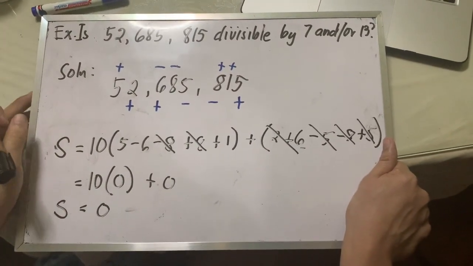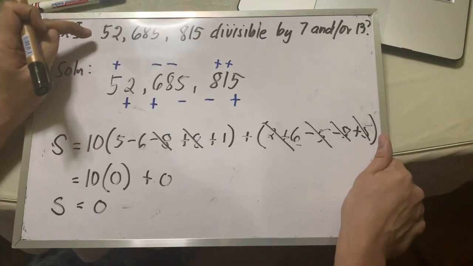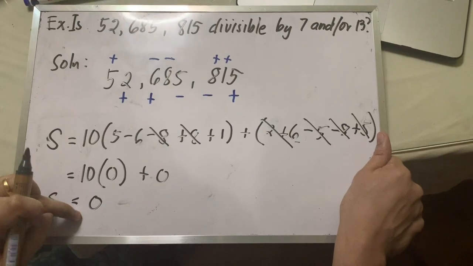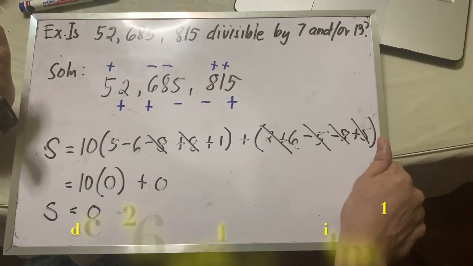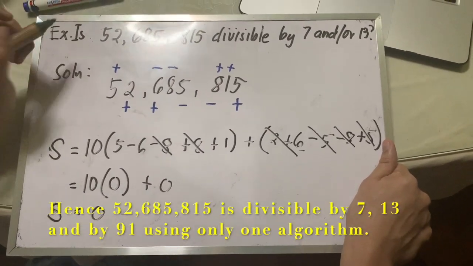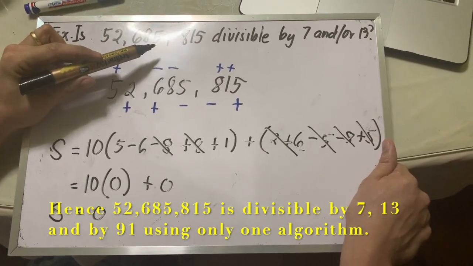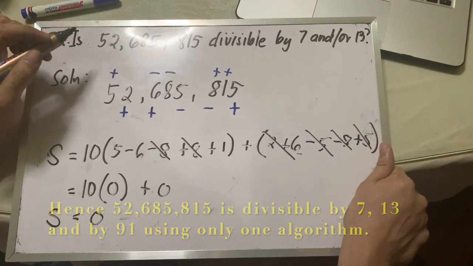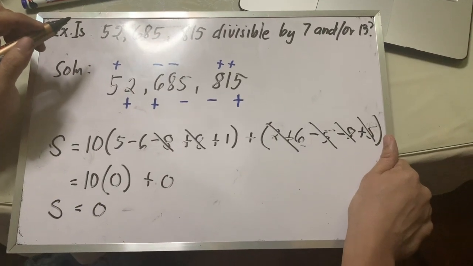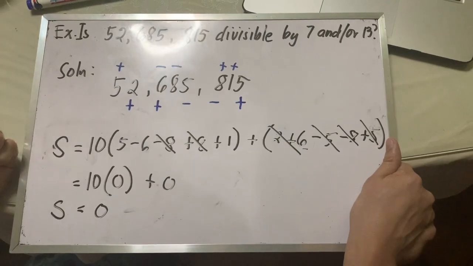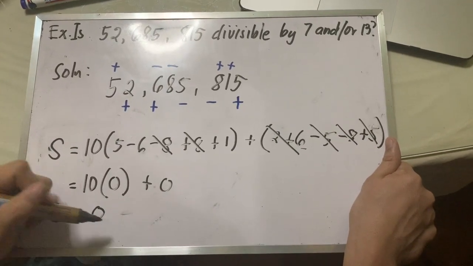Since 0 is divisible by 7, therefore this number is divisible by 7, and 0 is divisible by 13, therefore this number is also divisible by 13. Thus, 52,685,815 is divisible by both 7 and 13. That's how we execute algorithm number 2.